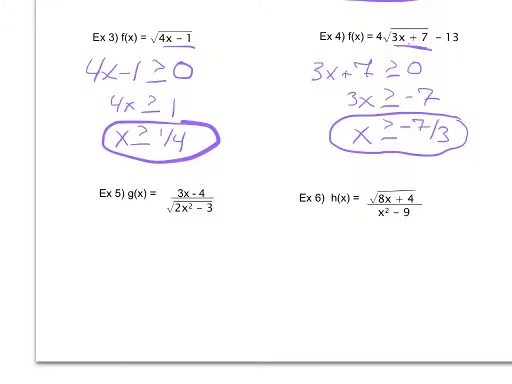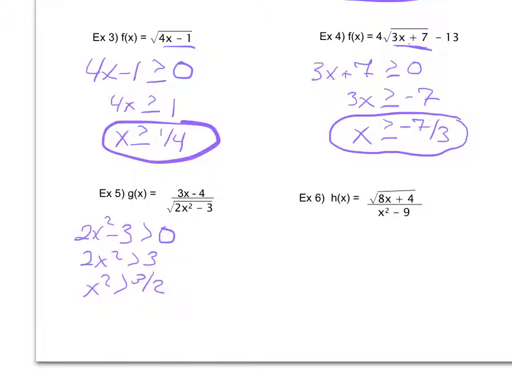But because it's in the denominator, this is a special case where, hey, actually, you know what? It can't be greater than or equal to 0. It has to just be greater than 0, because if it's equal to 0, I just broke the rule with no zeros in the denominator. So I'm going to add 3 to both sides. I'm going to divide both sides by 2. And I get x squared is greater than, sorry, just greater than, x squared is greater than 3 over 2.